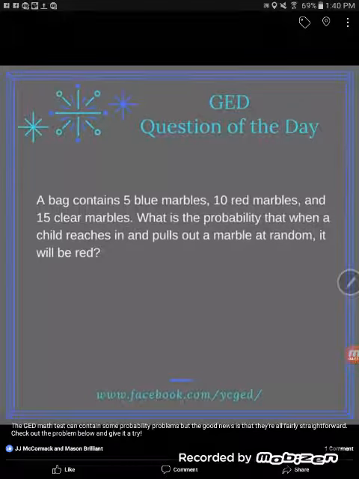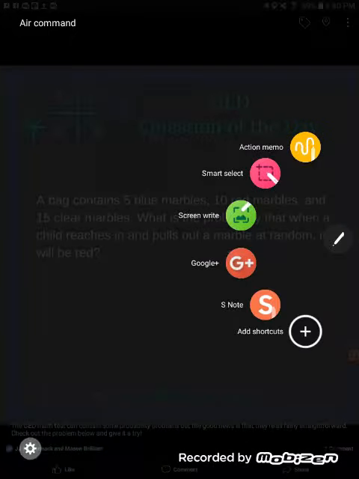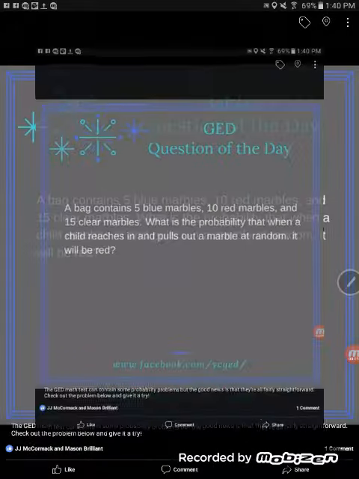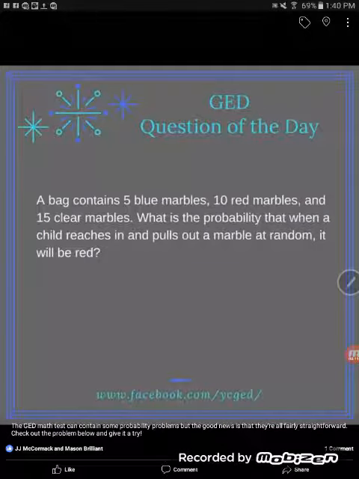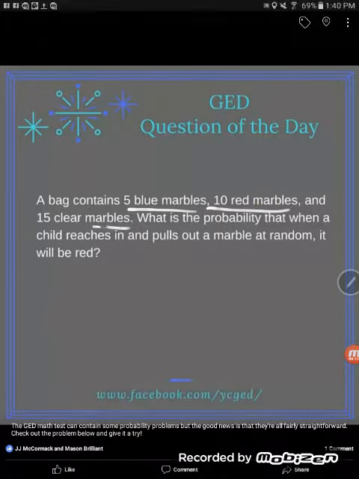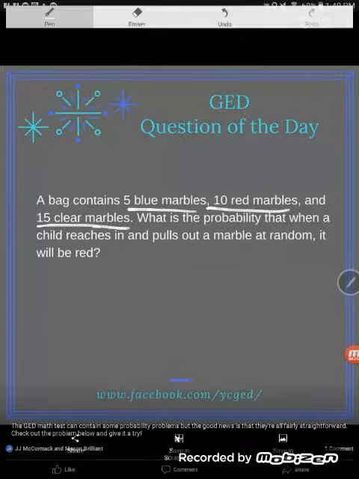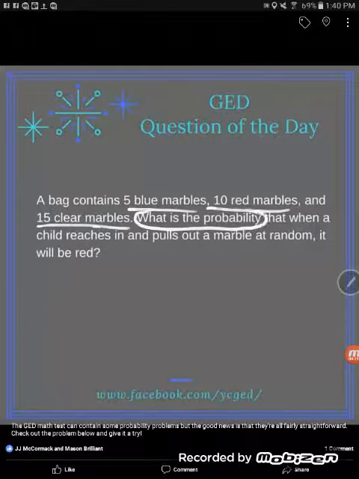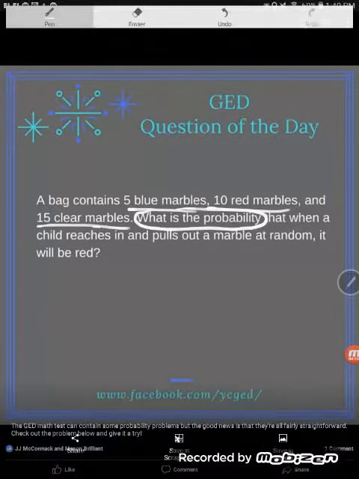Okay, so a bag contains 5 blue marbles. We got 5 blue here, 10 red marbles. Let me just get out my pen to write. 5 blue marbles, 10 red marbles, and 15 clear marbles. And then they say, what is the probability that when a child reaches in and pulls out a marble at random, it will be red?